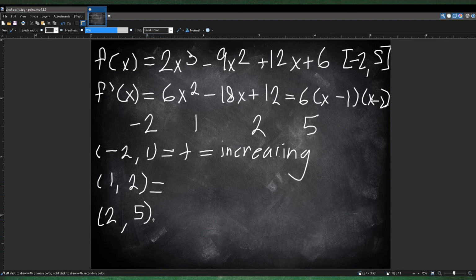Okay, so let's do 1 and 2. If we plug in, say, 1.5, we get 1.5 minus 1, which is 0.5, and 1.5 minus 2, which is -0.5. Negative 0.5 times 0.5 is negative 0.25, and negative 0.25 times 6 is negative 1.5. You really don't have to do the calculations. You just need to know if it's negative or positive. I'm just doing it for you so you understand. So from 1 to 2, it's going to be negative. Since negative is below the x-axis, that means it's decreasing.